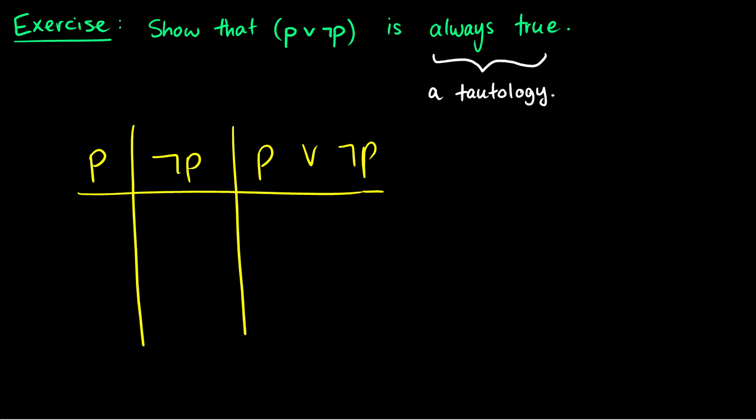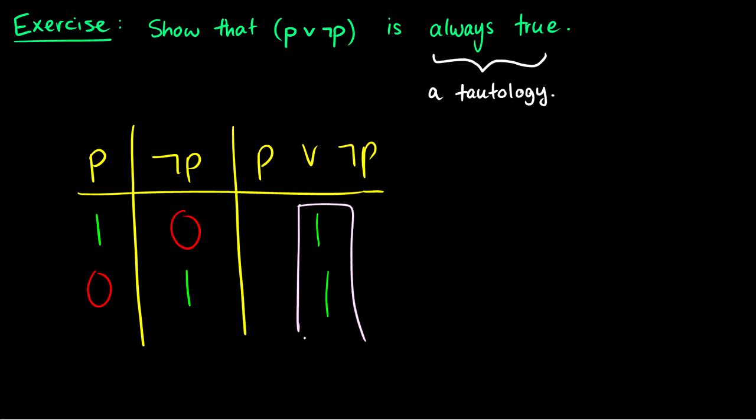So let's build the truth table for P. Well, P can either be true or false. What does that mean for not P? Well, if P is true, then not P is false. And if P is false, then not P is true. Now, P or not P is true if at least one of them is true. Well, in the first row, P is true, and in the second row, not P is true. Therefore, P or not P is a tautology, meaning that every single output is a 1 here. So P or not P will always be true.